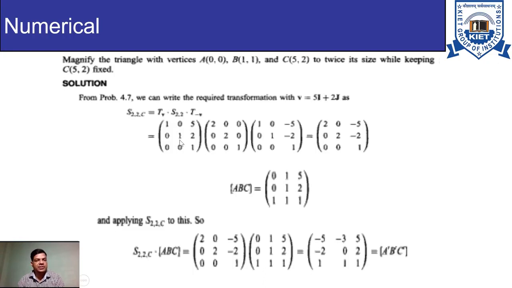So the first operation is translating the fixed point to the origin. Second is performing scaling about origin, and third is moving the fixed point back to its original position. This is the final matrix that we get, and we have to multiply this matrix with the object matrix. So here we get the answer. The new coordinates are -5, -2, -3, 0 and 5, 2. So this is the solution of this numerical.